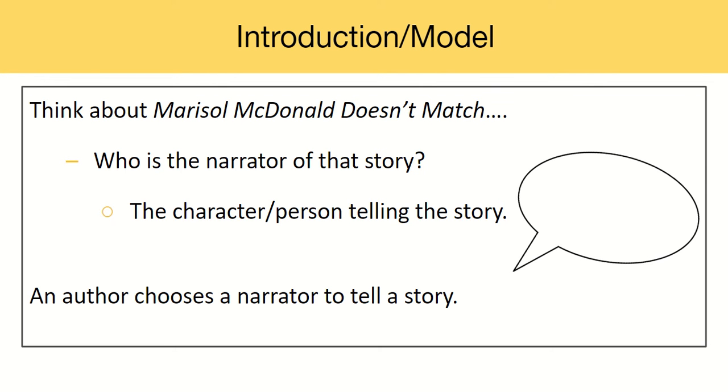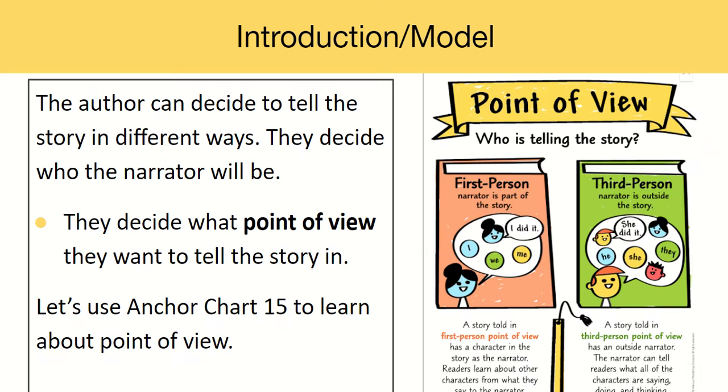The passage that we were reading was a realistic fiction story called Marisol McDonald Doesn't Match. Who is the narrator of that story? It is the character or the person that is telling the story. An author, the person who writes it, chooses a narrator who is going to tell it. So the author can decide to tell the story in different ways. They decide who the narrator will be. They decide what point of view they want to tell the story in.